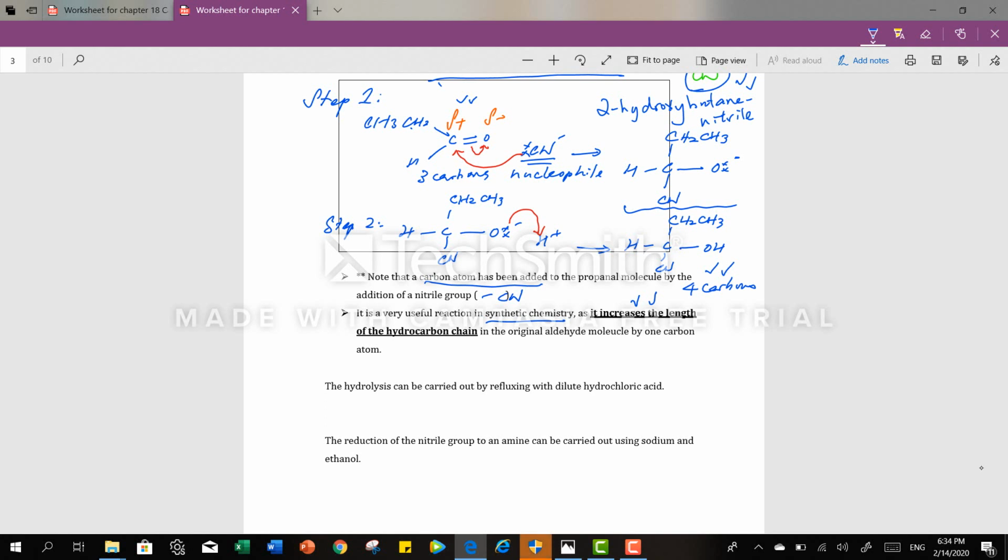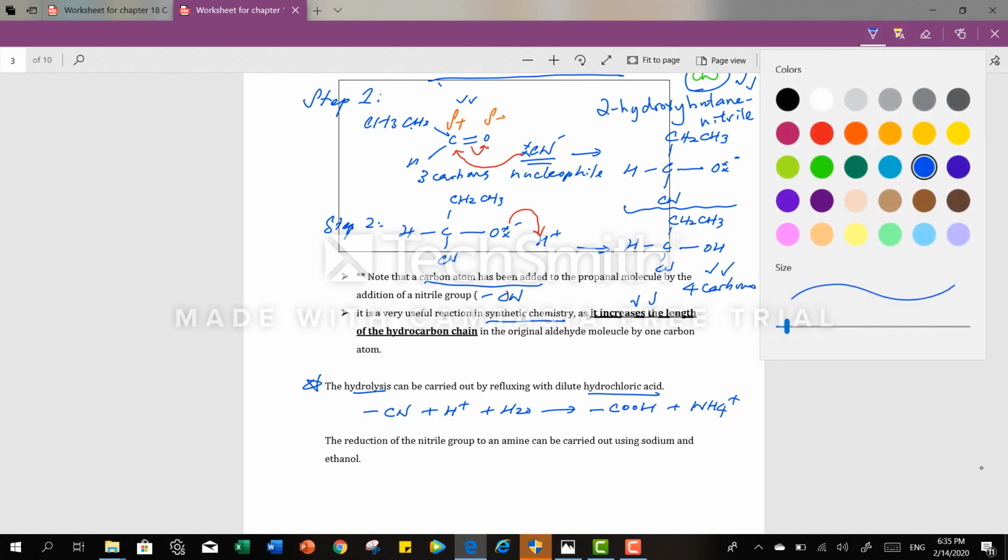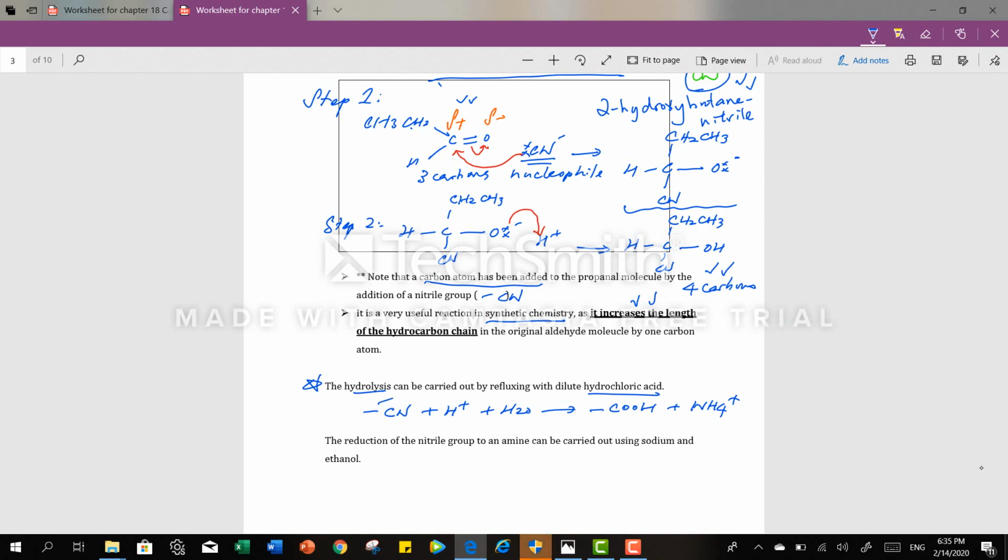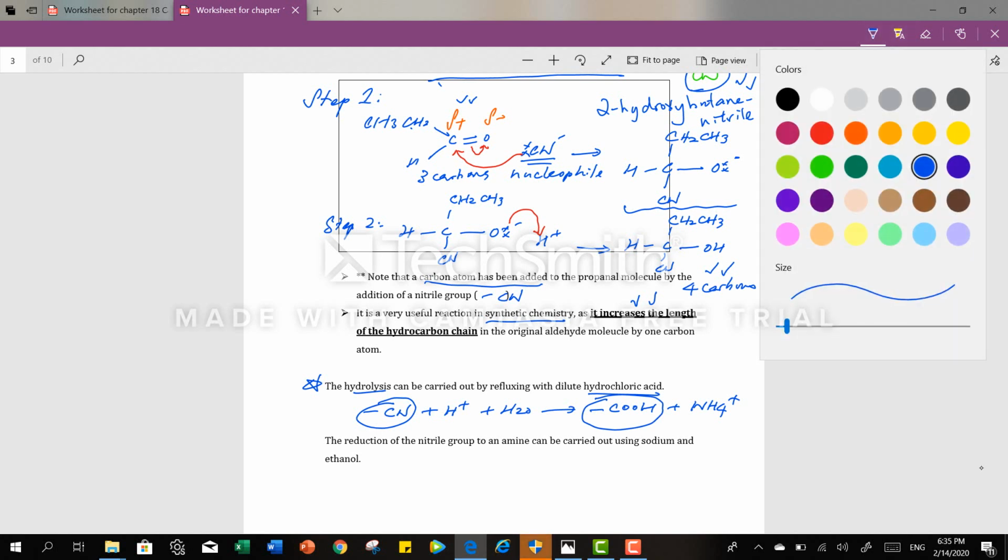Now if you remember what I told you in the previous chapter, the CN group can be hydrolyzed in acidic medium to become COOH. So we see this again, hydrolysis. Okay. So basically, it's the CN group together with acid and water. It will turn to COOH together with NH4 plus. Okay. So basically, you have to pay attention on this one and this one. Very important. This is a very important reaction in interconversion of organic compounds.